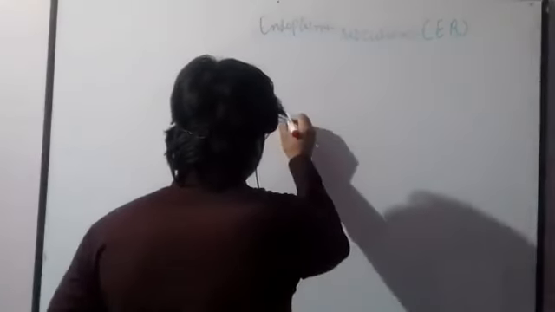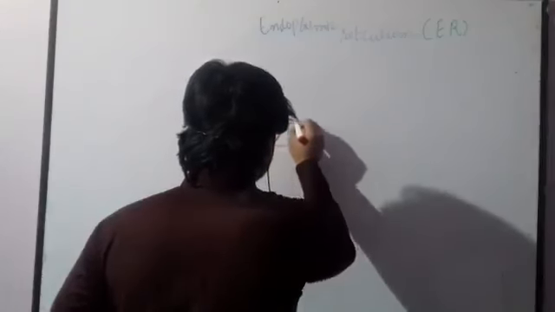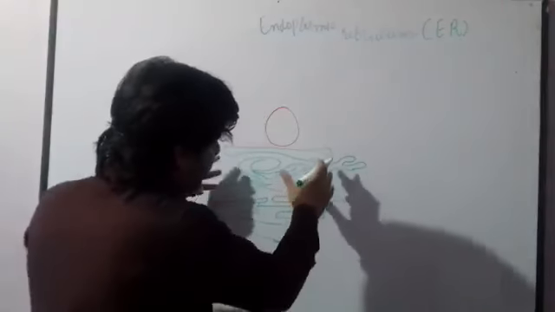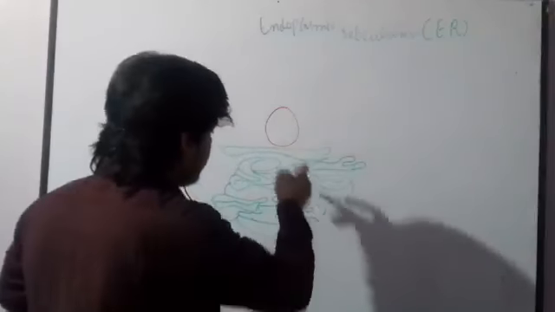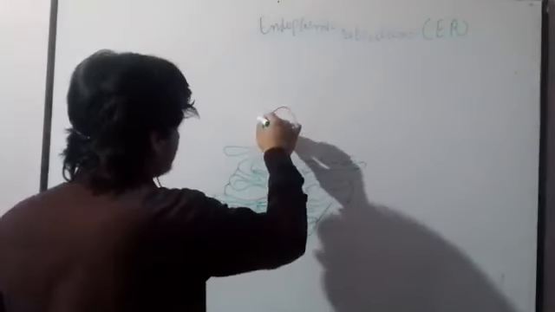So let's suppose this is the nucleus portion, and here we have the endoplasmic reticulum. This is the structure of the endoplasmic reticulum. Now these are the membrane, or we can say these are the flattened or irregular structures of the membrane.